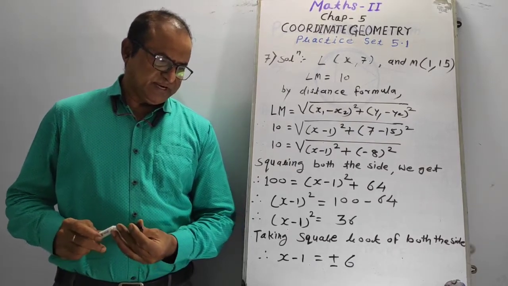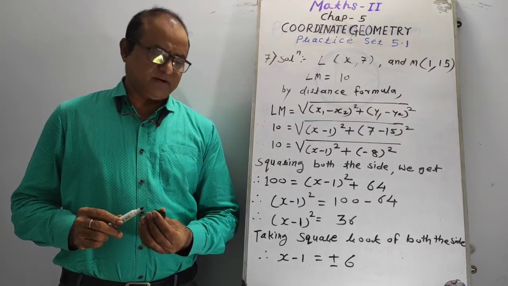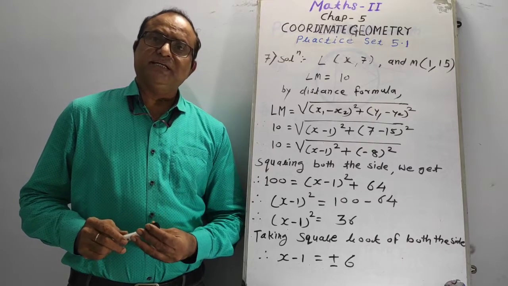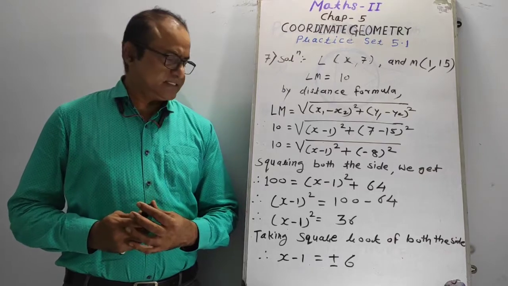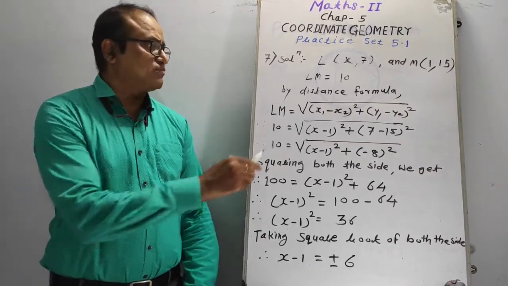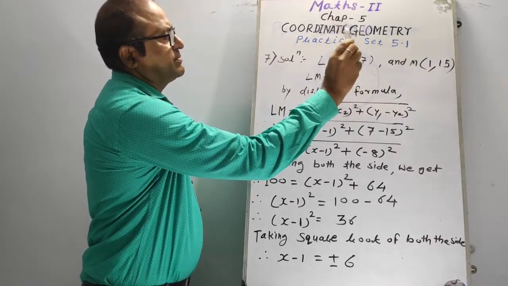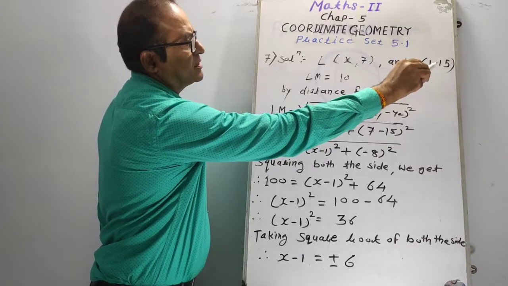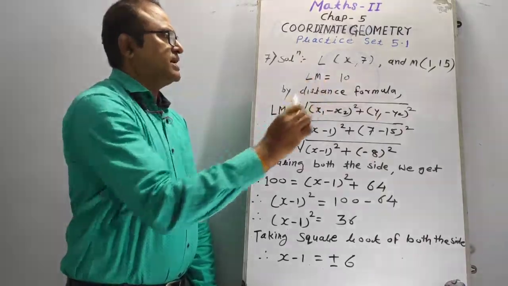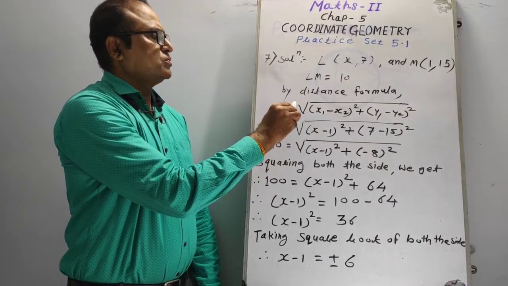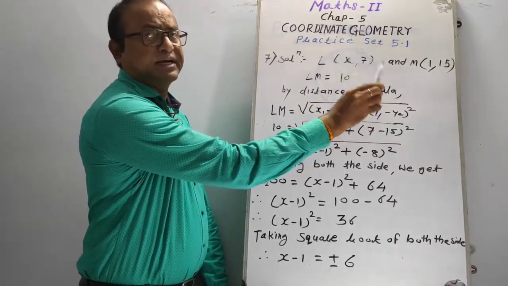Find x if the distance between L(x, 7) and M(1, 15) is 10. In this example, we have to find x, and x can be found by the distance formula. Let's see. L(x, 7) and M(1, 15), LM is equal to 10. By distance formula, LM is equal to root of (x1 minus x2) square plus (y1 minus y2) square.